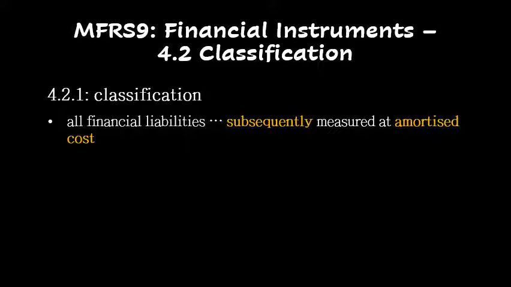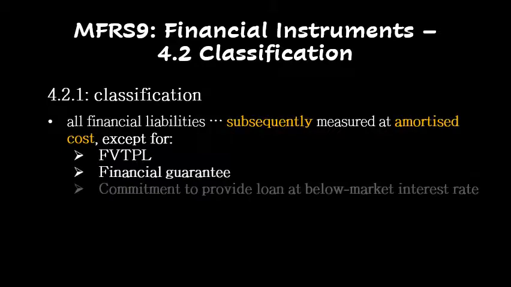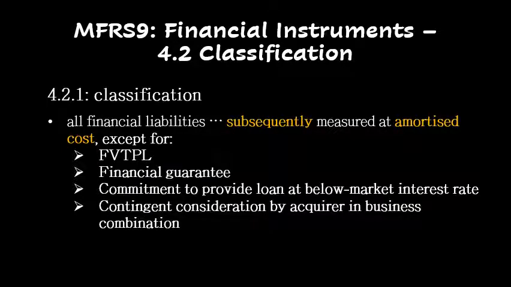So if we have a financial liability, it should be classified as measured at amortized costs, except for those classified to be measured at fair value through profit and loss, financial guarantee, commitment to provide loan at below market interest rate, and contingent consideration by acquirer in business combination. Basically, the rest of the financial liabilities that are measured at other than amortized costs are those not suitable to be measured at amortized costs for some reason. The rules within amortized costs could not be applied to them. For now, we will just focus on amortized costs and bond.